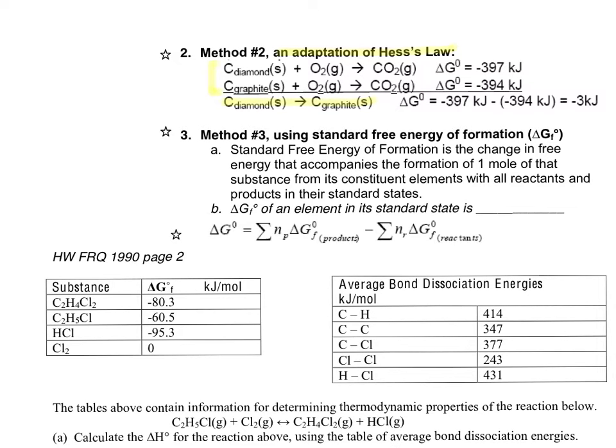You add your equations together, you add your changed delta G's together. Remember, if you flip it, you have to change your sign. If you multiply your equation by a number, you have to multiply delta G by the same number. Then when you add them together, you get your overall delta G. It works just like Hess's law for enthalpy.